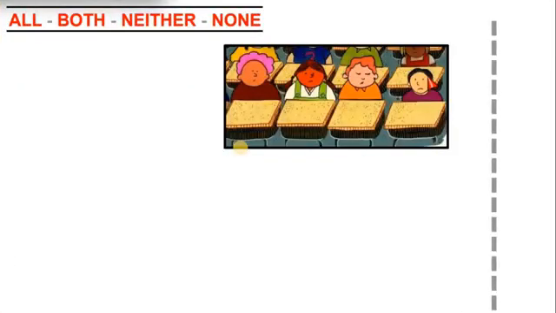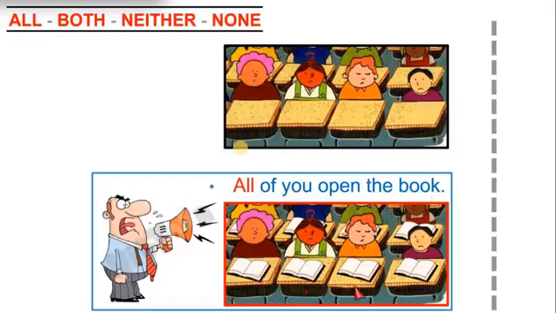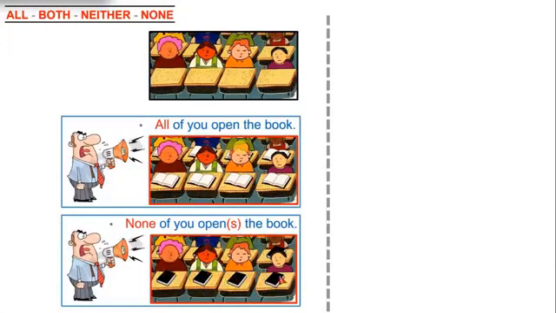Now, the teacher is speaking to the whole class. All of you open the book. And they all open their books. All is used for more than 2 people or things. More than 2, 3, 4, 5, 6. And the opposite of all is none. None of you open the book. And none of them opened the book.